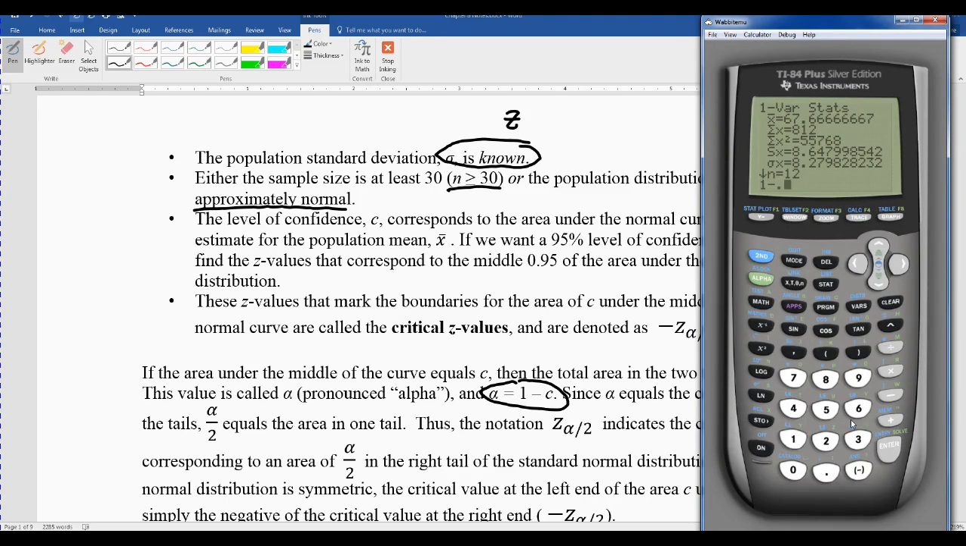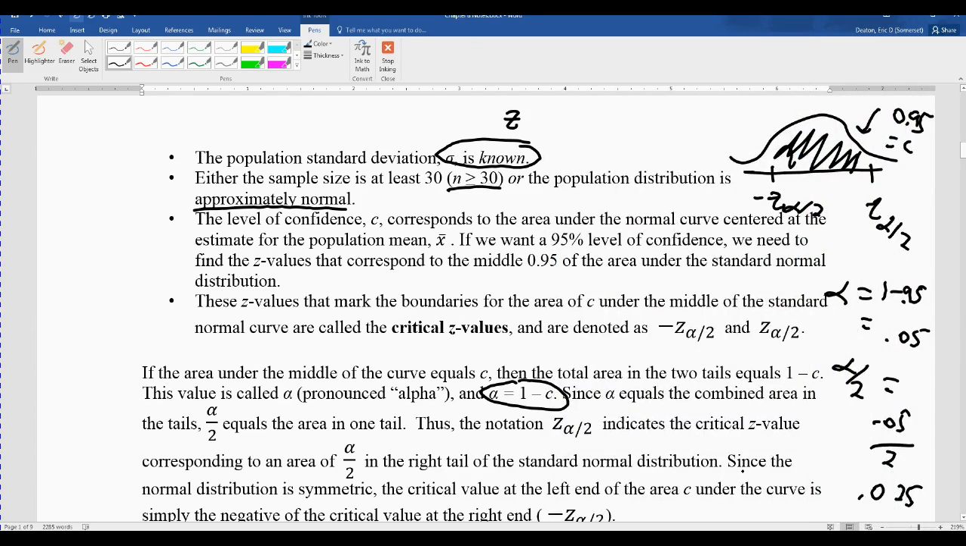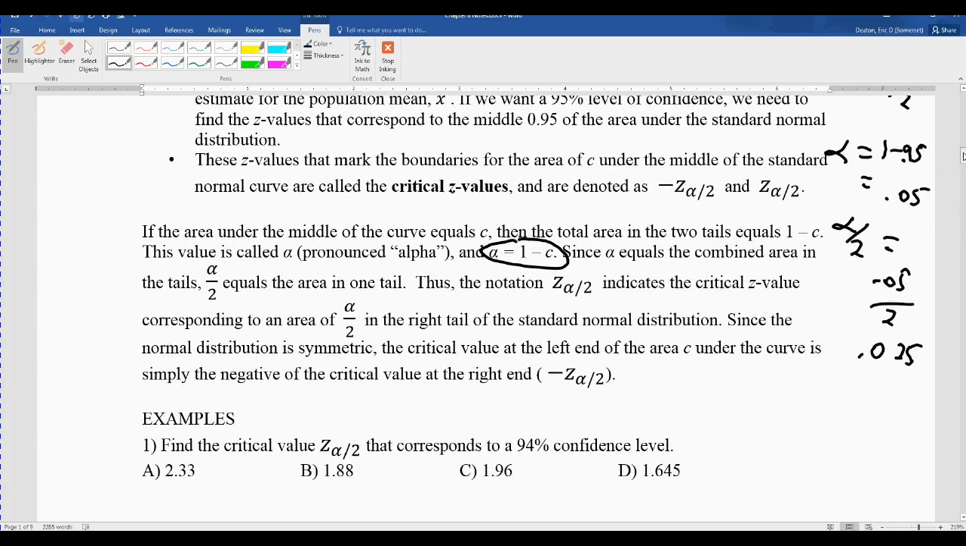1 minus 0.95, I'll start it over so we can see it. And divide that by 2. So we'll be looking for 0.025 somehow, some way, either by table or by calculator. I'm doing everything by calculator today in this video. Anyway, if you want me to show you by hand how to do these computations, which means I'll do it by table and by formulas, just let me know. So this is the area to the right we'll be considering.